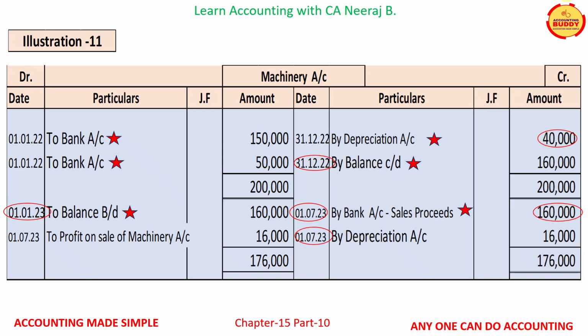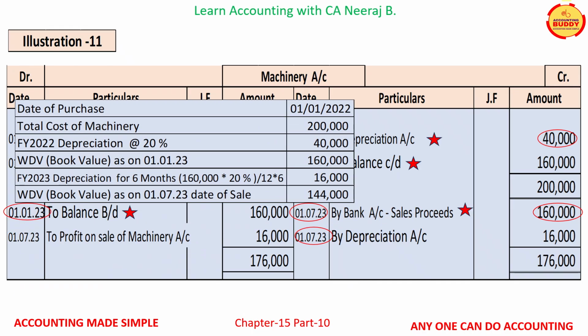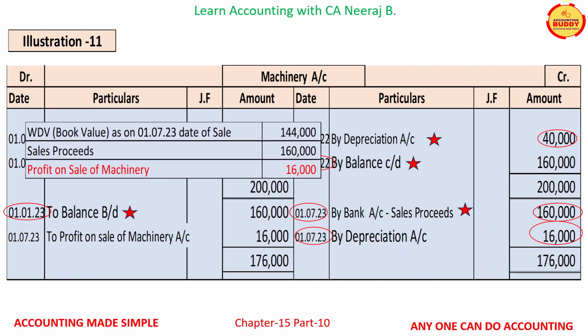On 1st of July 2023, depreciation from 1st of January 2023 till the date of sale of machinery is provided. Machinery depreciation at the rate of 20% on $160,000 comes to $32,000 and the proportionate amount of depreciation for 6 months is $16,000. Now from the sales proceeds of $160,000, the WDV value of $144,000 as on the date of sale of machine is deducted.